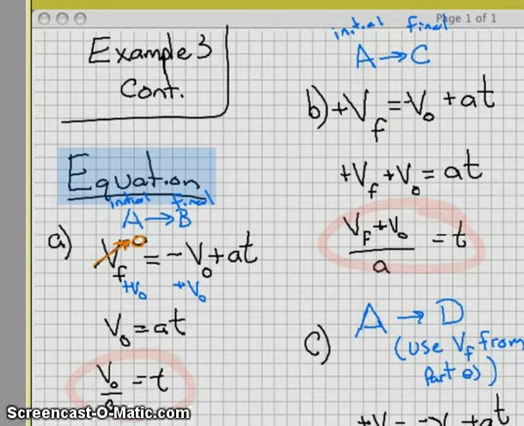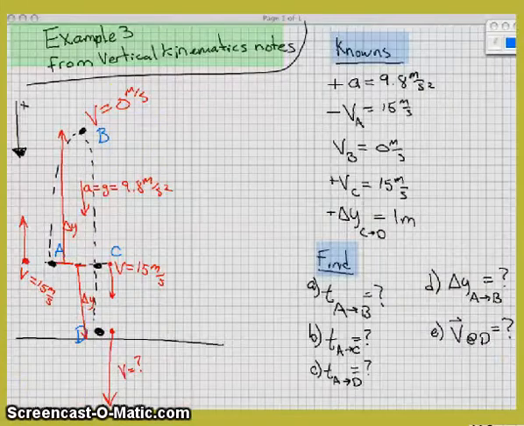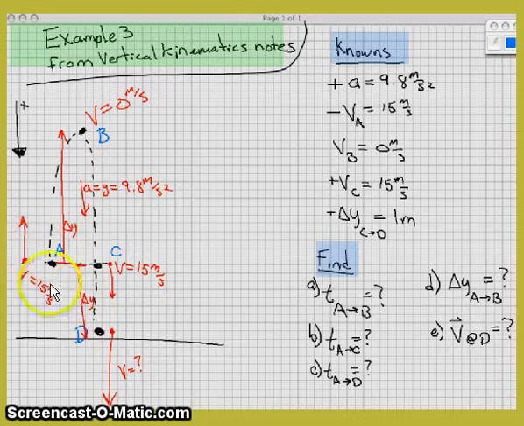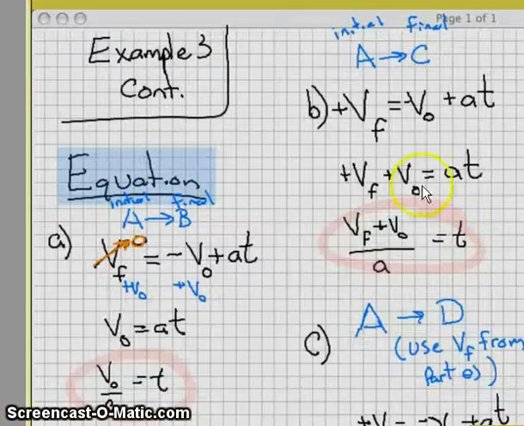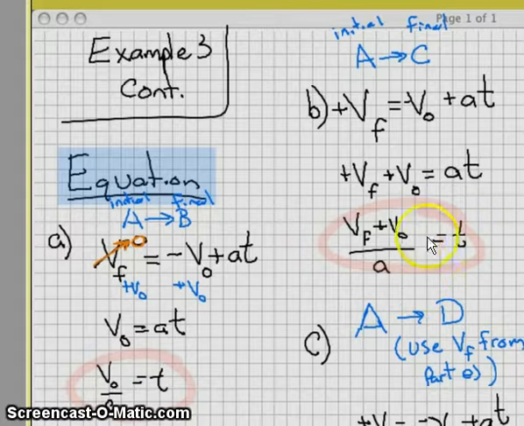In fact, let me just go back to it here. Right here we go. Due to the fact that it's very symmetrical in nature, the fact that it leaves with 15 meters per second going upwards and it comes back with 15 meters per second downwards, we can take advantage of that and plug those values in here. So to get that time, we would end up with actually twice the time of here.